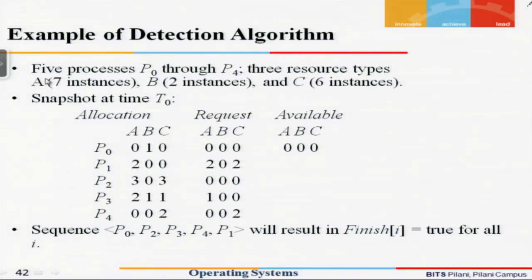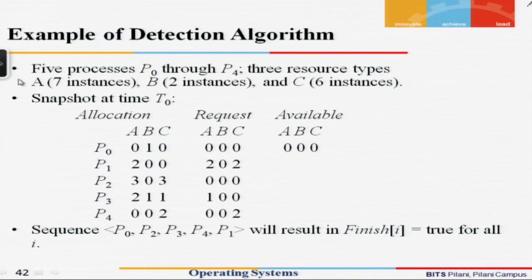So once again we can take an example. We can say that we have 5 processes P0 to P4, 3 resources, and this is what it is. And we can very clearly see that this is a snapshot. So at this point of time, we can say whether the system is in a safe state or not, and we can figure out the safe sequence, and we find that finish[i] will result in true for all i. So this is an indication that the system is not in deadlock.